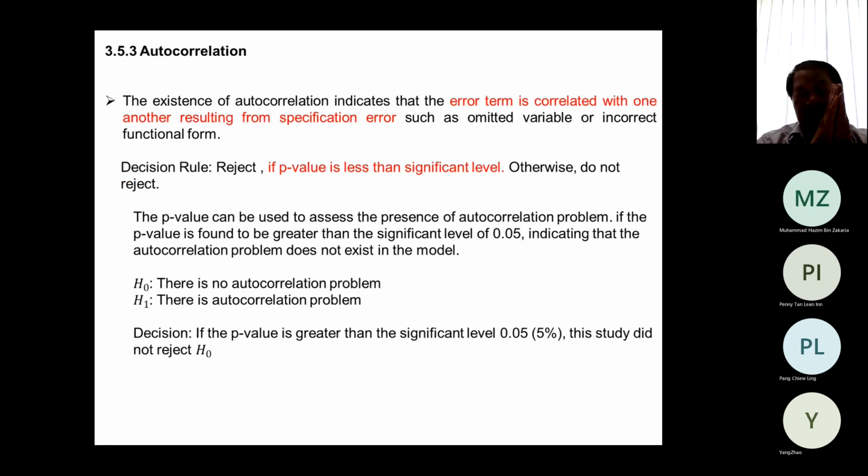Then the last checking I do is the autocorrelation. Autocorrelation, same thing here. I'm going to test whether the error terms are correlated with one another. So I'm looking, same thing, at the p-value. If the p-value is found to be greater than the significance level of 0.05 or 5%, it indicates that autocorrelation does not exist. Therefore, again, I use H0 and H1 to test it. The decision is, if the p-value is greater than 0.05 or 5%, the study does not reject H0. Okay?